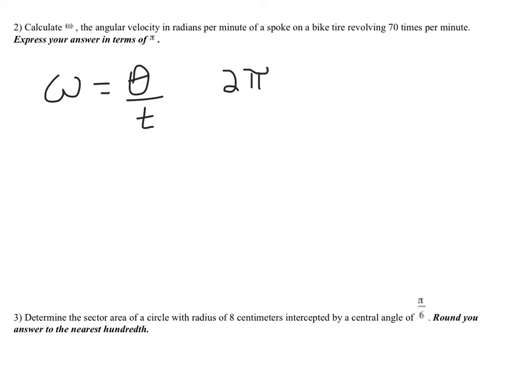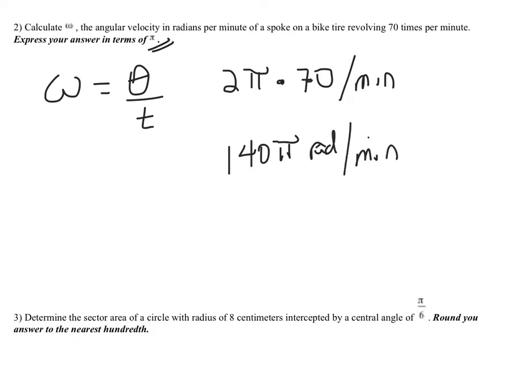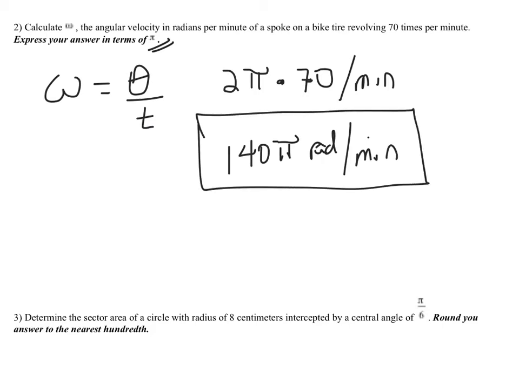It's revolving at 2 pi. 2 pi is 1 revolution, and it's taking 70 revolutions. So we have to multiply our 2 pi times 70 revolutions, and this is per minute. We want to do this in terms of pi, so our angular velocity is just 2 times 70 pi radians per minute, and this is how we write it: 140 pi radians, RAD, per minute. And that's our angular velocity.